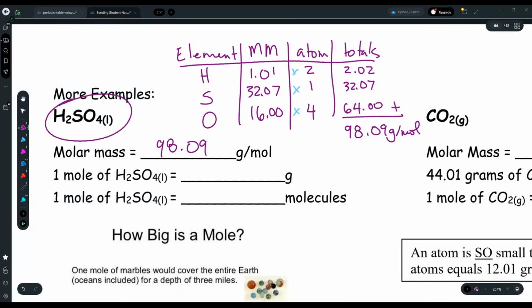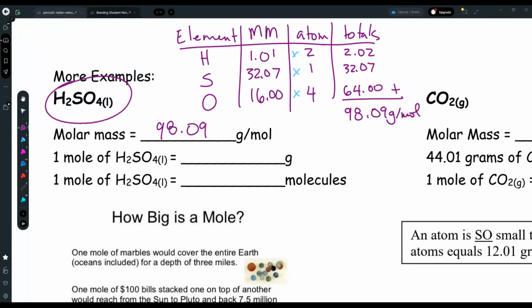Okay, if you're curious about the name of this substance, that's going to be sulfuric acid. We haven't gone over the naming convention for acids yet. We'll get into that in a later unit.